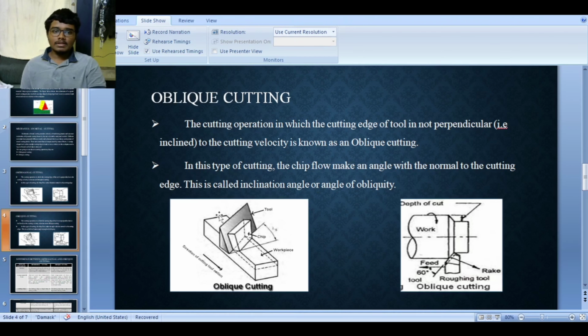In this diagram, this is the tool which is not perpendicular, it is at some angle, we can assume it as 60 degrees, and this is the chip, this is the workpiece and this is the tool motion. In this diagram, this is the workpiece and this is the tool, and the tool is not perpendicular. It is somewhat at 60 degrees, and this is not a constant angle, and this may vary from workpiece to workpiece and from worker to worker.